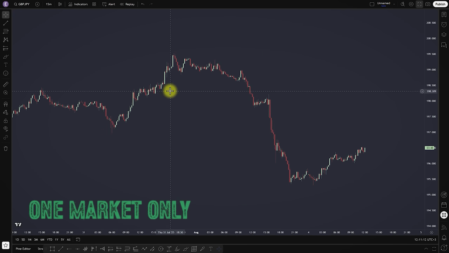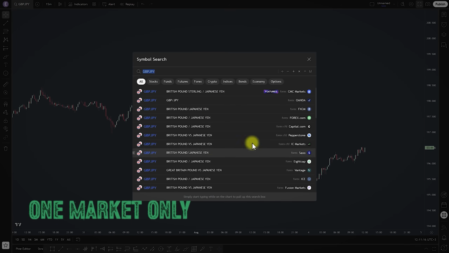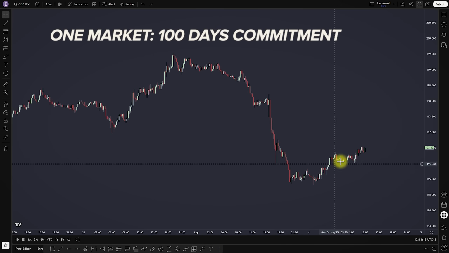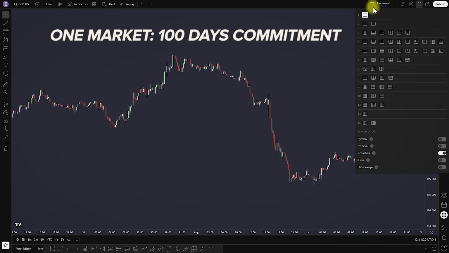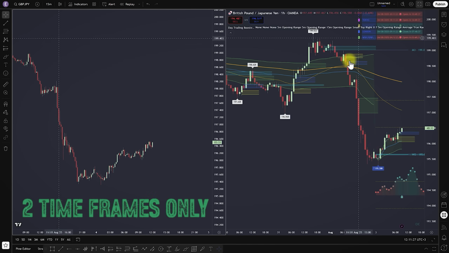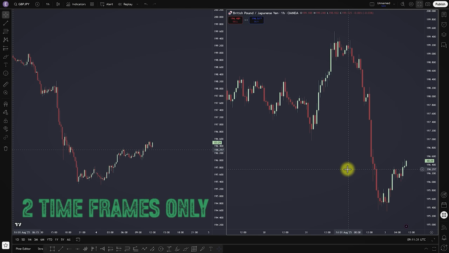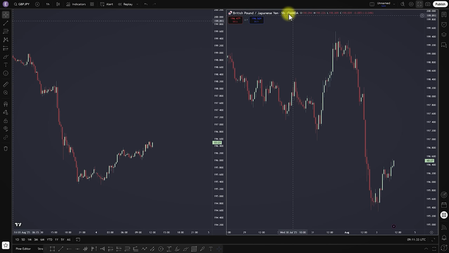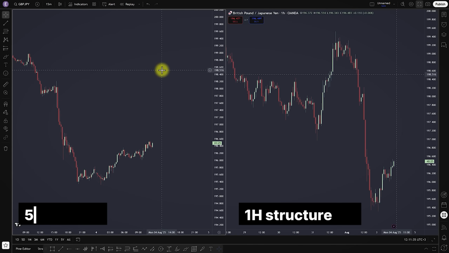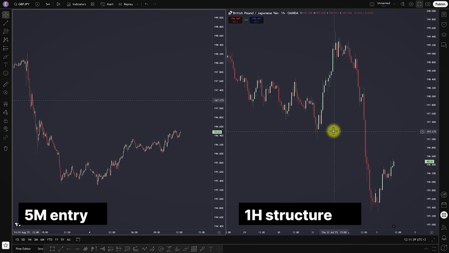First, pick one market. I don't care if it's Eurodollar, Tesla, or Bitcoin. Pick one and stick with it for your next 100 days. You need to learn how that one market moves before you start jumping around. Next, you need exactly 2 time frames. Not 5, not 10, 2. The 1 hour chart for structure and a 5-minute chart for entry. The 1 hour tells you the big picture.